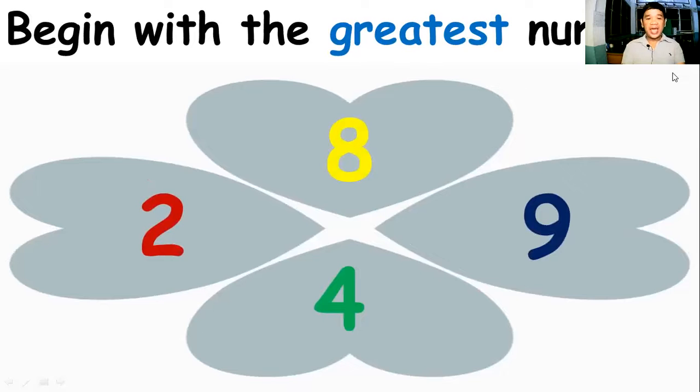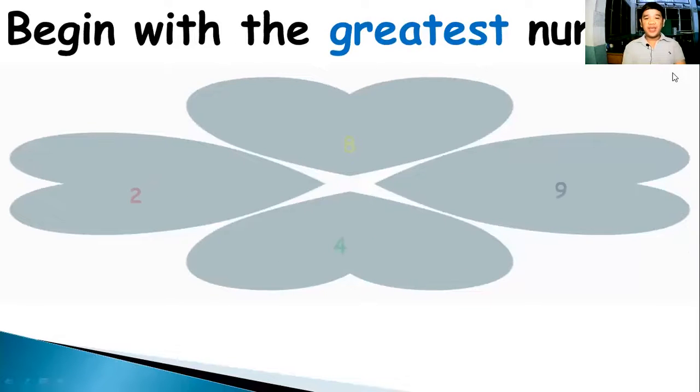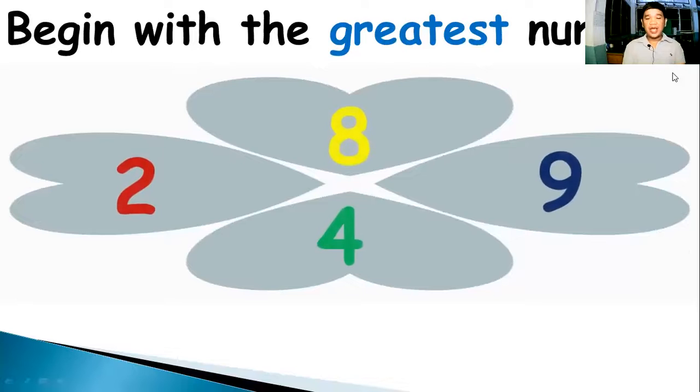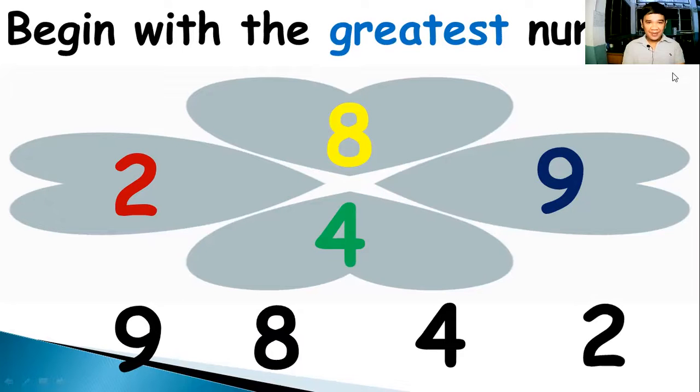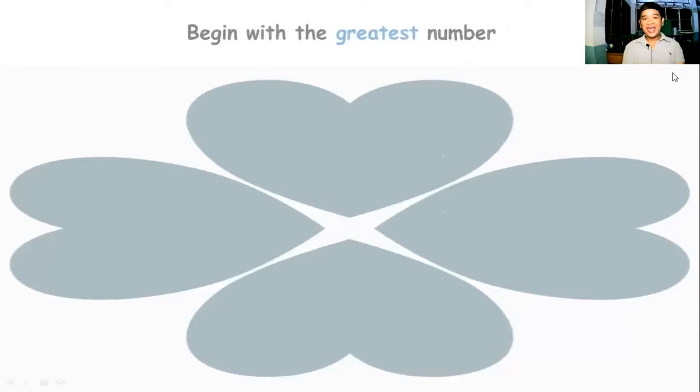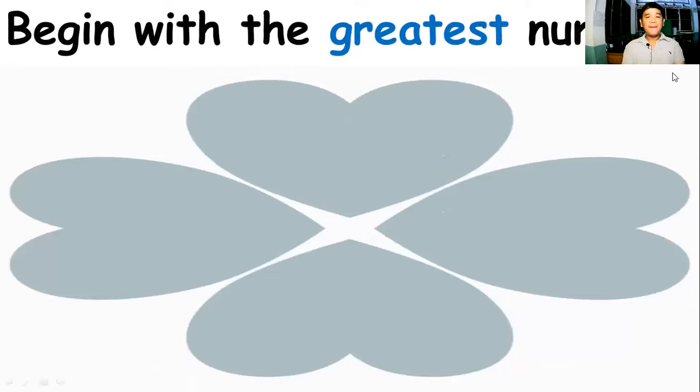Okay, so we have 8, 2, 4, and 9. So begin with the greatest number. And what is our greatest number? It's 9. And after 9 is 8. And after 8 is 4. And then the smallest number is 2. Okay? All right. Next is begin with the greatest number.